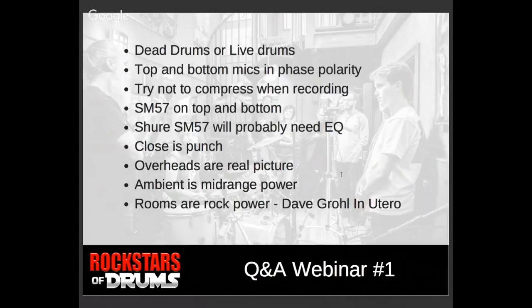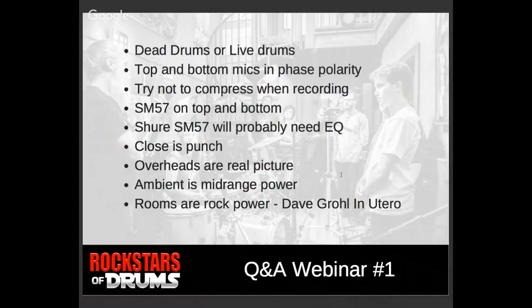A 57 will probably need some EQ. You probably will need to brighten it. You probably will need to EQ a little bit of the body into the low end if you want. And again, like I was saying with dead drums, the close mic is where you're going to get the punch of the drum. That's where you're really going to get the drum sticking out of the mix, that gated sound that comes way out.